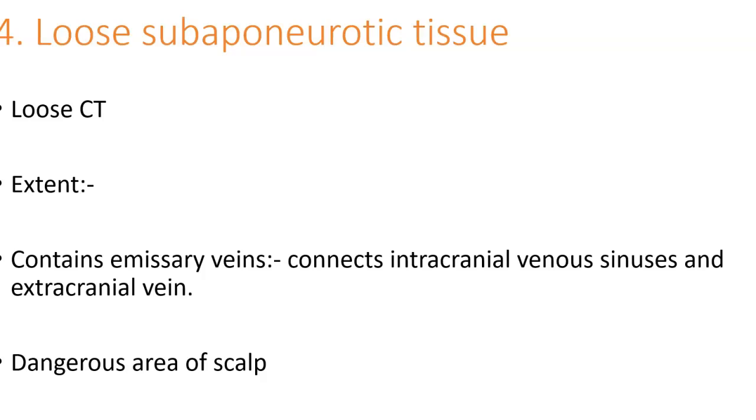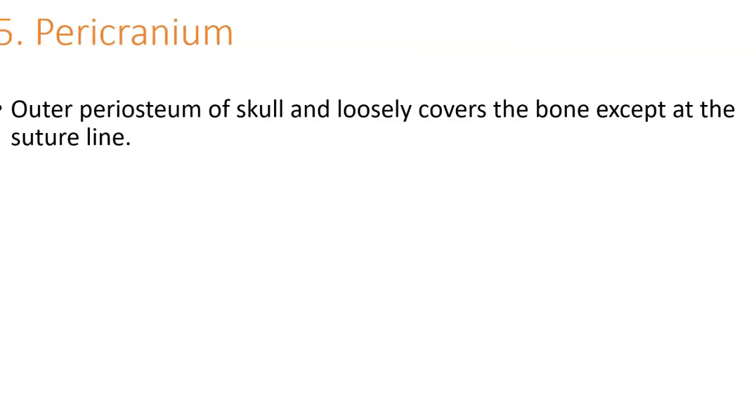Next is the loose subaponeurotic tissue, the layer which is below the aponeurosis layer. The importance of this layer is that it contains emissary veins. Since the emissary veins are present in this layer, when there is an infection in the face, it is carried through these connecting veins to the intracranial surface. So this is the dangerous area of the scalp. Peripherally, it lies on the periosteum of the skull.